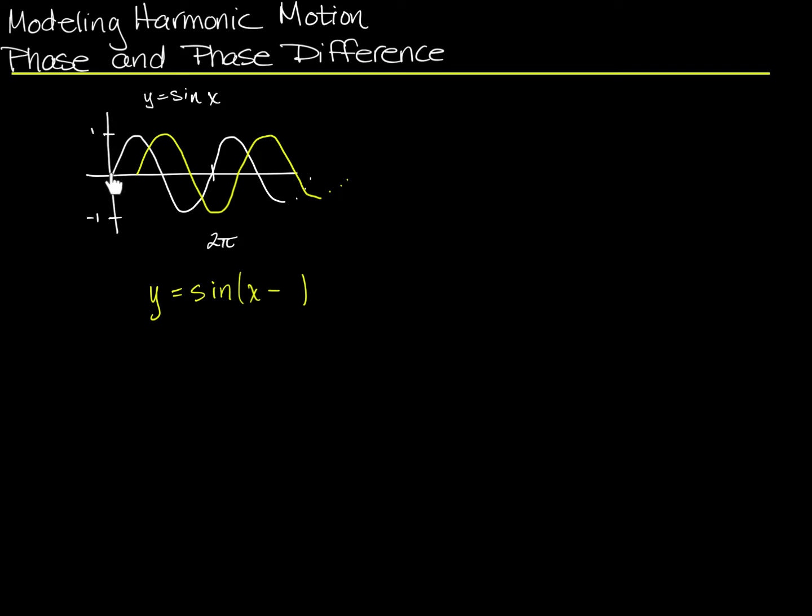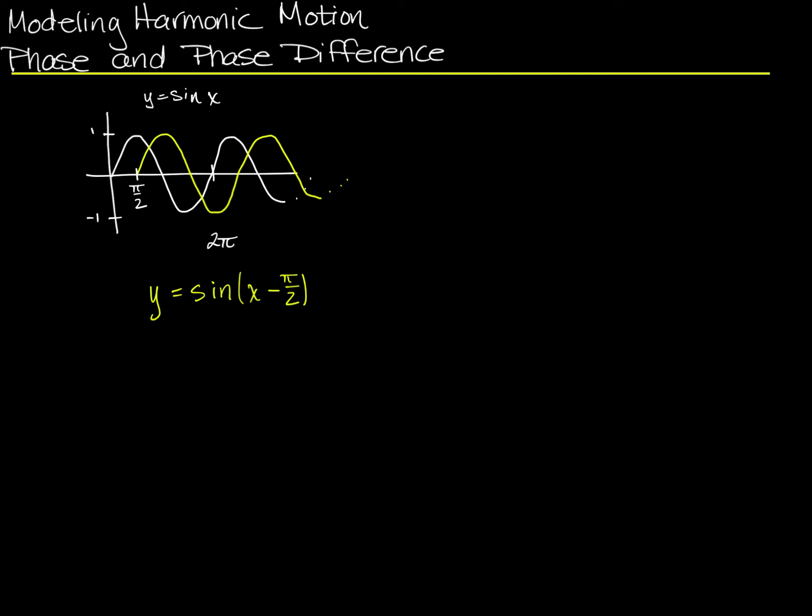It goes through the x-axis at 0, pi, and 2 pi. And therefore, its maximum, where the yellow graph appears to be starting, is halfway between 0 and pi. So that's pi over 2 right there, which means my yellow graph is starting pi over 2 units to the right. So I can write this as minus pi over 2.